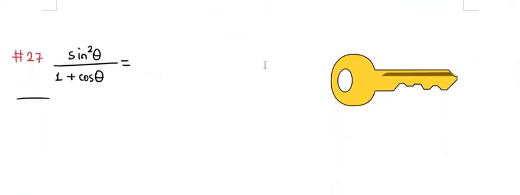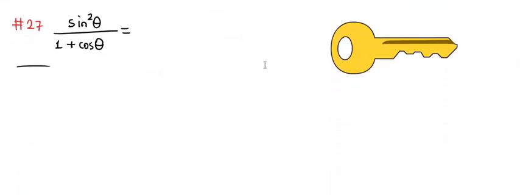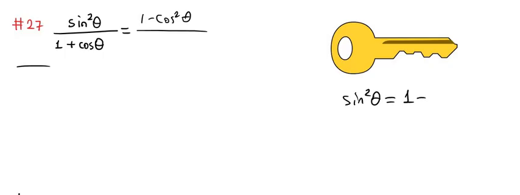Problem number 27. We have sine squared theta over 1 plus cosine theta. What can be the idea here? Let's rewrite sine squared theta as 1 minus cosine squared theta using the Pythagorean identity, because we know that by Pythagorean, sine squared theta is 1 minus cosine squared theta. And I have 1 plus cosine theta here.